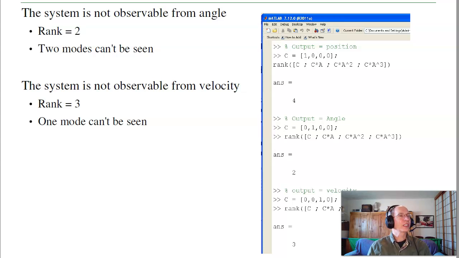If I just look at the angle of the beam, is it observable? So if I change the C matrix to 0, 1, 0, 0, just looking at angle, now the rank is 2. The system is not observable from angle. If that's what you're given, you try to build an observer, it ain't going to work. You need a different output. And one candidate would be position.